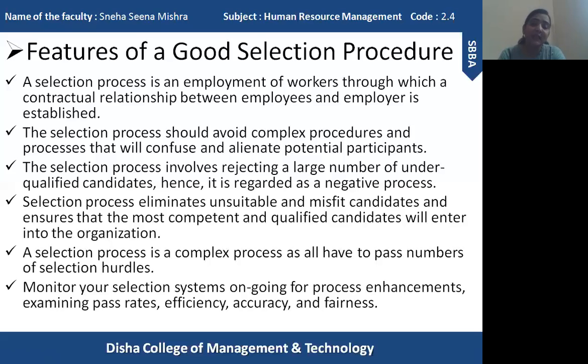Okay. And the last feature that a selection procedure must have is to monitor your selection systems on an ongoing basis for process enhancement, examining pass rate, efficiency, accuracy, and fairness. So we have created a selection procedure. Now we need to analyze and evaluate the system again and again so that necessary improvements can be done. So we have to find out the passing rate.